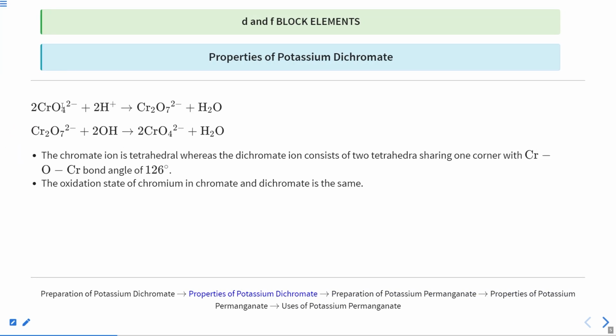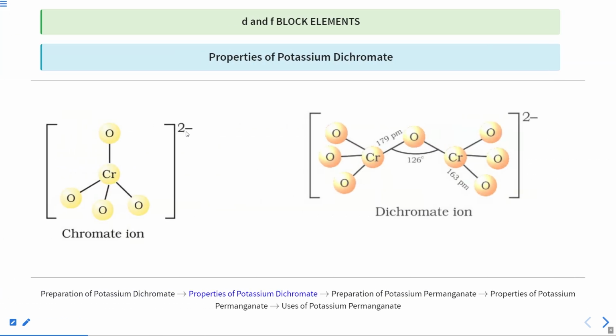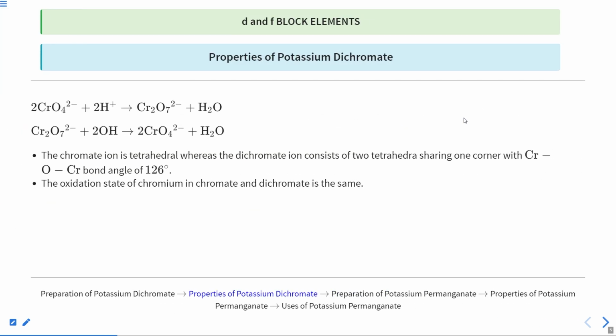Next, if you treat this chromate with H+, you get Cr2O7 2-, and if you treat it with base, then you will get CrO4 2-. See how easily they can be converted from chromate to dichromate just by changing the pH. Clear? Now the chromate ion is tetrahedral. The same thing is mentioned here. The dichromate ion consists of two tetrahedra, this and this, joined at a corner with a Cr-O-Cr bond angle of 126 degrees. Clear?